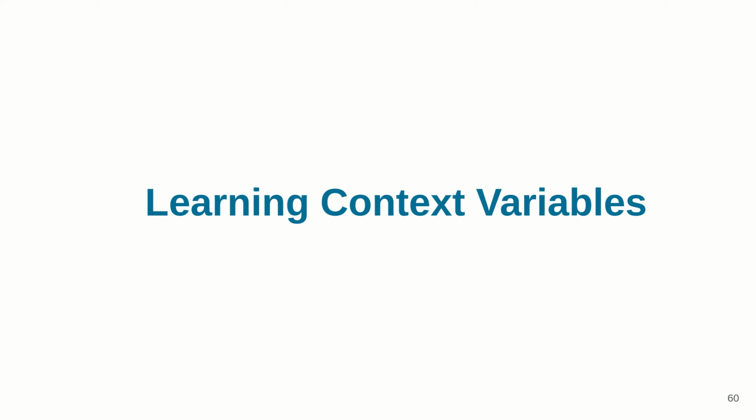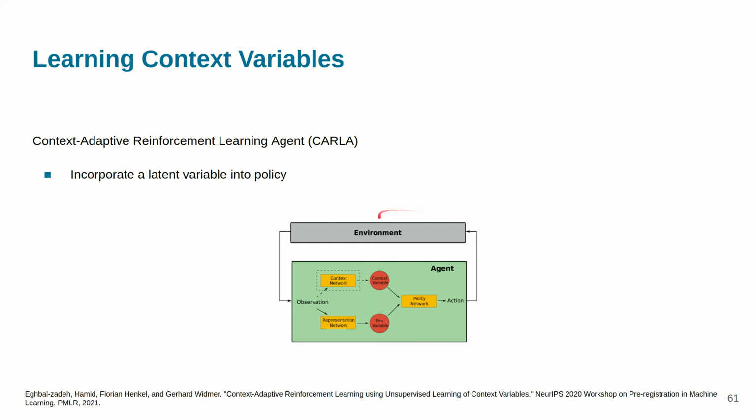Now, in that case, we provided the ground truth, but how can we learn the context variables ourselves? For that purpose, we propose a method called Context Adaptive Reinforcement Learning Agent, or CARLA in short, that uses a context network to learn a context variable, which is then used along with the state representation in the policy. The policy is then trying to learn a conditional policy that is conditioned on this context variable.